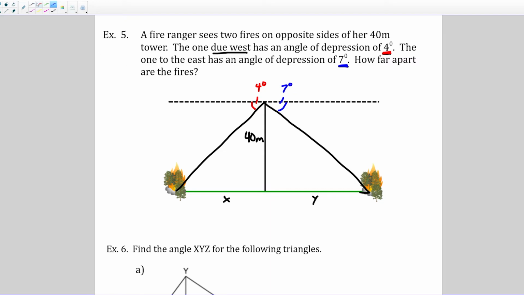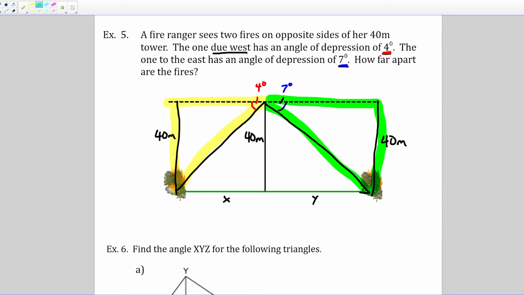So really what's happening is we're creating a brand new set of triangles, which are just upside down versions of the original two that we created. I can still say that this is 40 meters and this is still 40 meters. So the two triangles we're actually looking at will be this one here and this one here, the yellow and the green triangles. We can label the top here as X and the top here as Y.